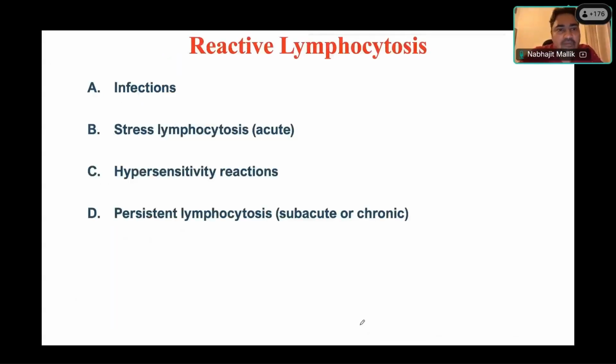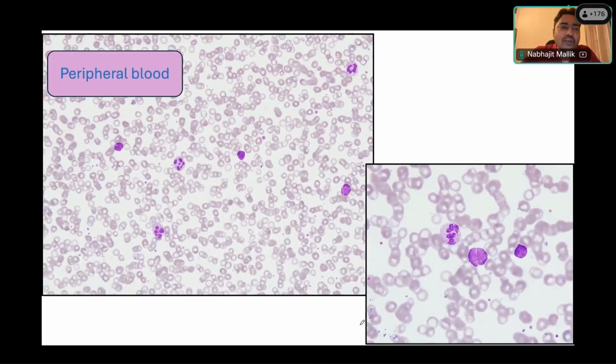Next, I've given you some pictures here. What do you think? What kind of lymphocytes do you see here, Ekta? Do these look like normal lymphocytes? What do you have here? This one looks more like a reactive lymphocyte. Okay, why do you say so? What do you commonly see in a reactive lymphocyte?